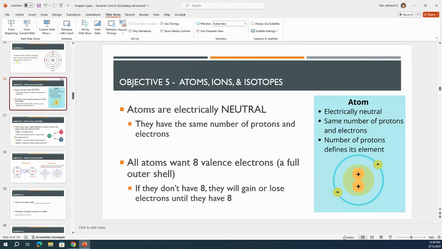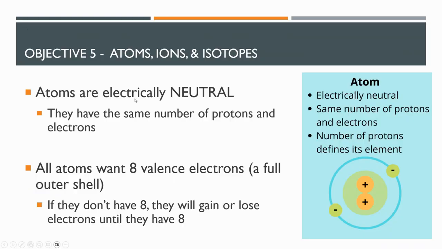Alright, this video is going to cover Objective 5 in Chapter 2, which is looking at the difference between atoms, ions, and isotopes. And just to review before we get into the difference, atoms are neutral. Remember that atoms are the smallest unit of matter.